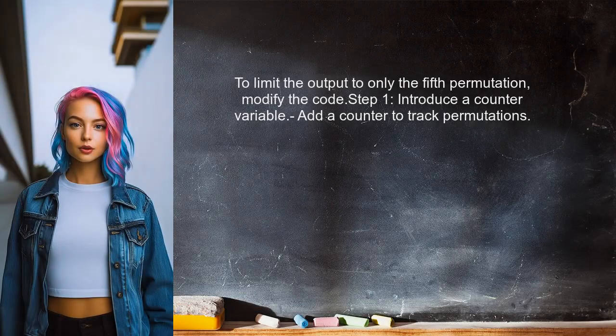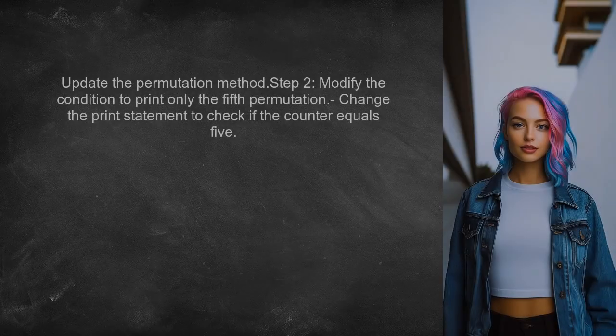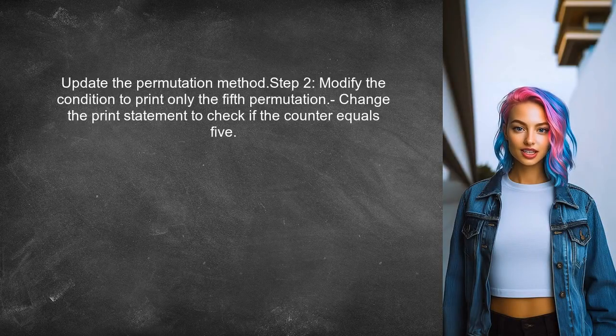To limit the output to only the fifth permutation, the user needs to modify the existing code. First, we will introduce a counter variable to track the number of permutations generated. Next, the user should update the condition in the permutation method. Instead of printing every permutation, we will check if the counter equals 5 before printing.